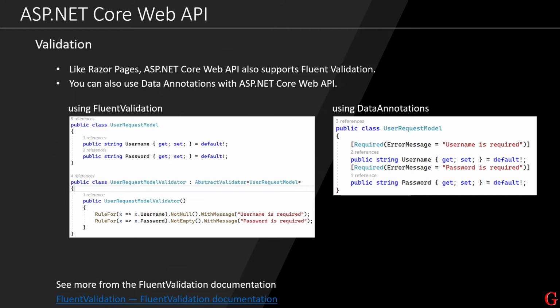You can use data annotations or Fluent validation in your ASP.NET Core Web API application. Fluent validation supports manual validation and automatic validation. It is not recommended to use auto-validation for new projects. Look more from the Fluent validation website.